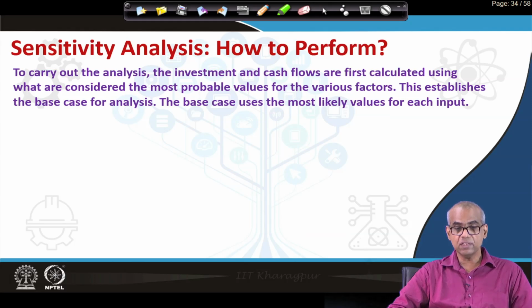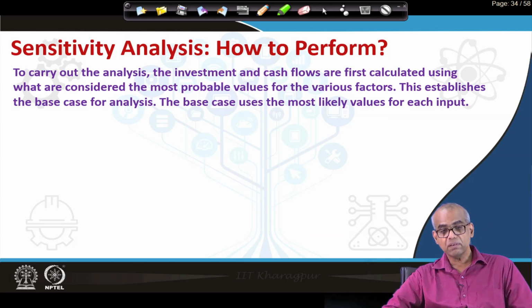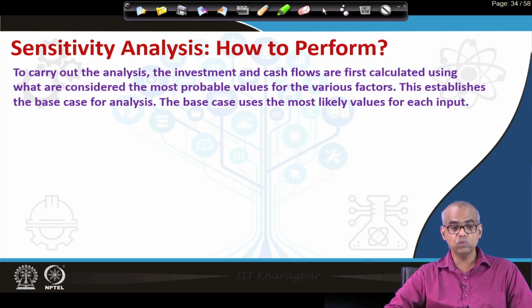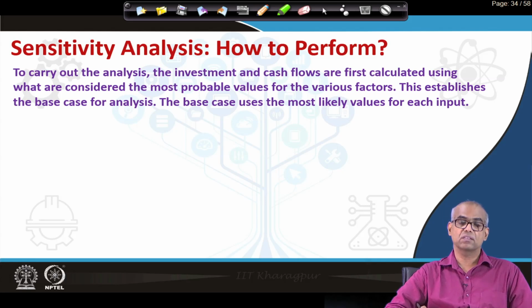To carry out the analysis, the investment and cash flows are first calculated using what are considered the most probable values of the various factors. This establishes the base case for analysis. The base case uses the most likely values for each input. So, to perform sensitivity analysis, first you get the base case. So, what is the base case?